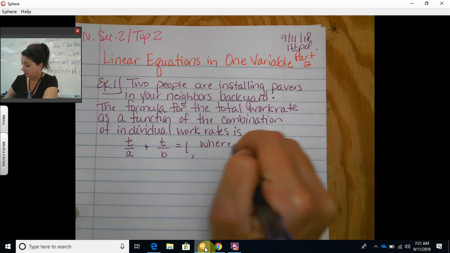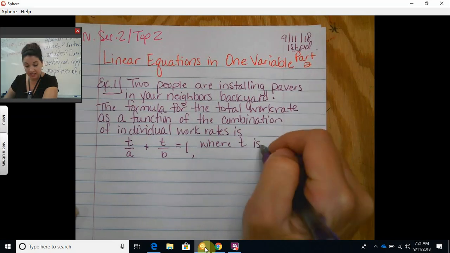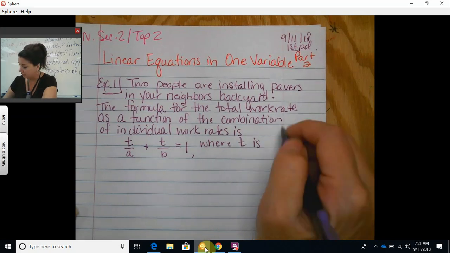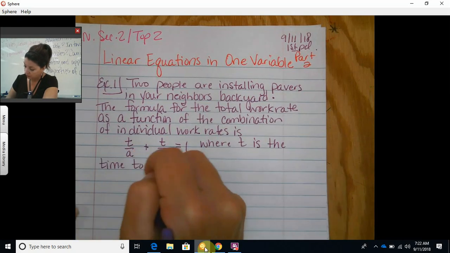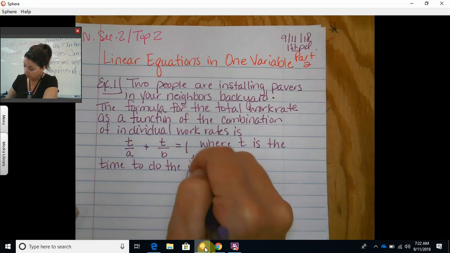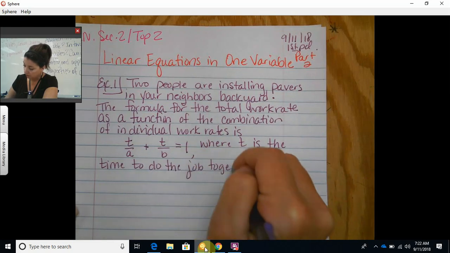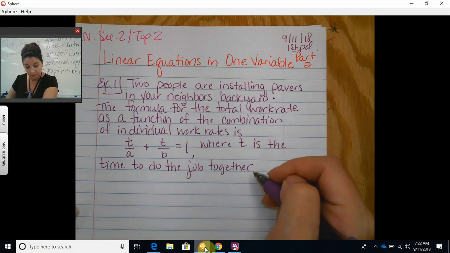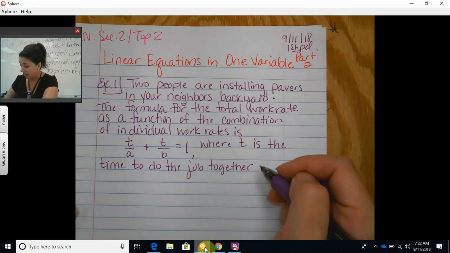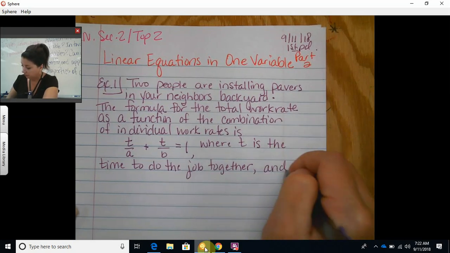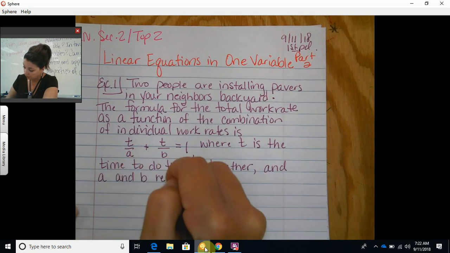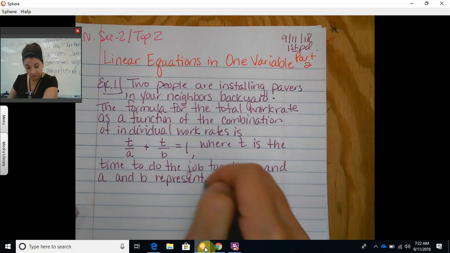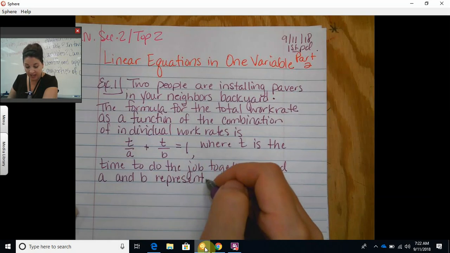Where T is the time to do the job together, and A and B represent the time it takes person A and person B to do the job respectively.